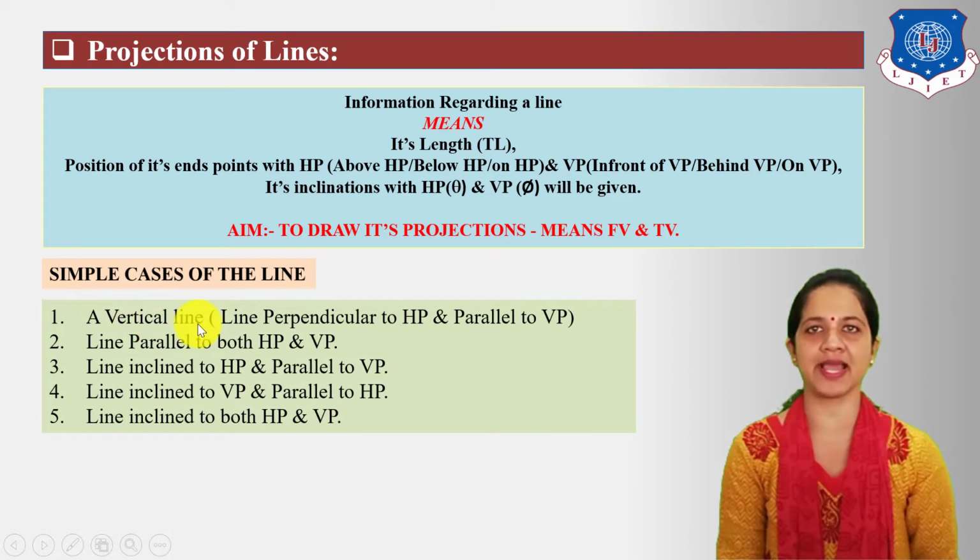First, a vertical line perpendicular to HP and parallel to VP. Second, a line parallel to both HP and VP. Third, a line inclined to HP and parallel to VP. Fourth, a line inclined to VP and parallel to HP. Fifth, a line inclined to both HP and VP.